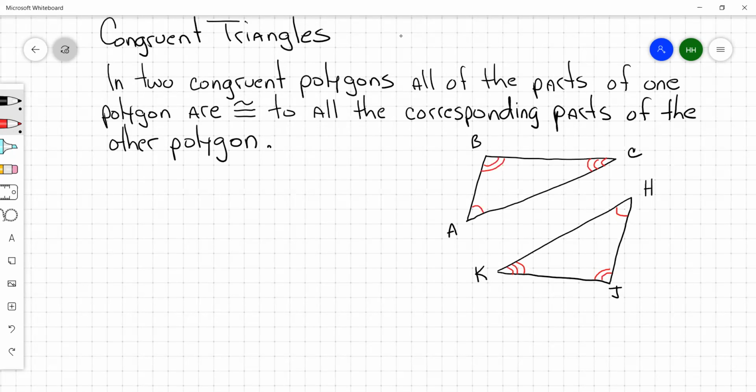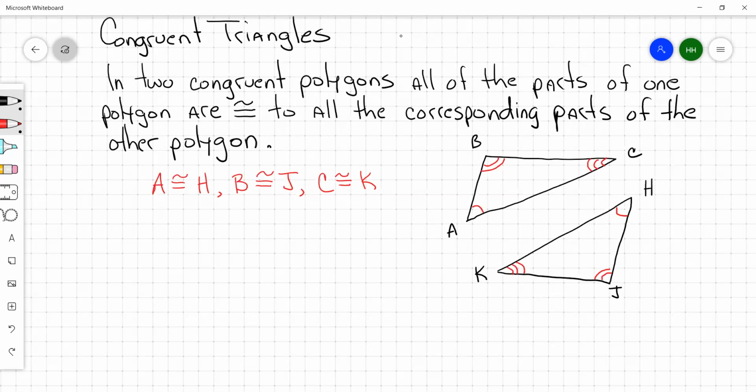Here's what it means in symbols. It means that A is congruent to H. And it means that B, in this case angle B, is congruent to angle J. And angle C is congruent to angle K. We good with that?